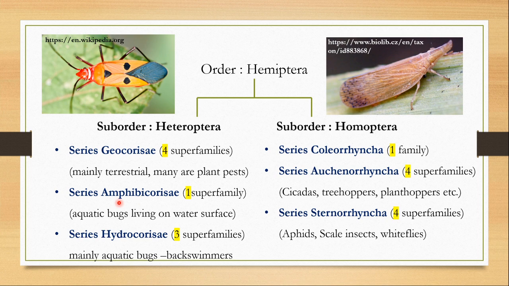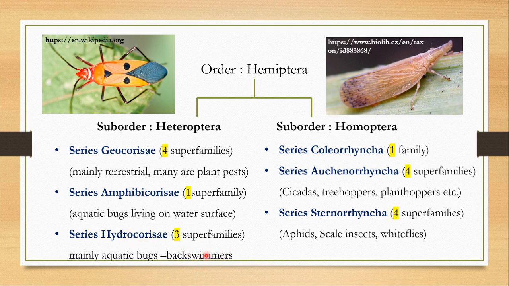The second series is Amphibicorisae. They are aquatic bugs that live on the water surface, so they live at the junction of water as well as land. They belong to series Amphibicorisae, and there is just one superfamily under this series. The third series is Hydrocorisae. It has three superfamilies, and you find mainly the aquatic bugs under this series.